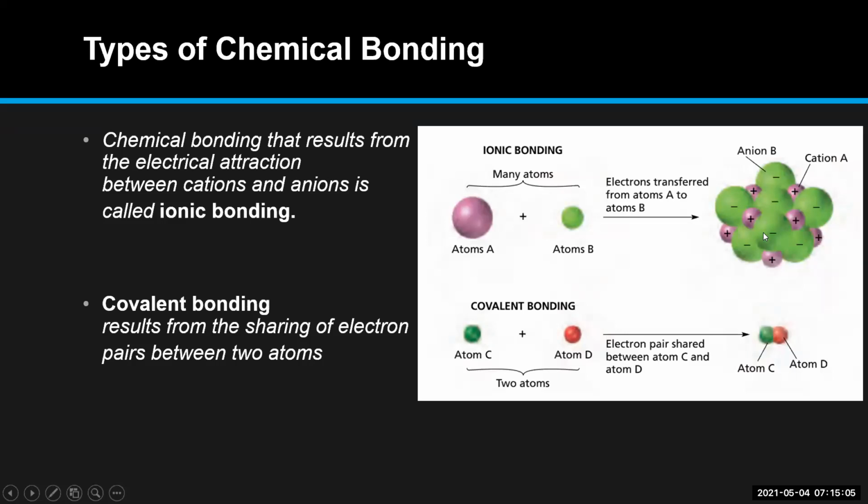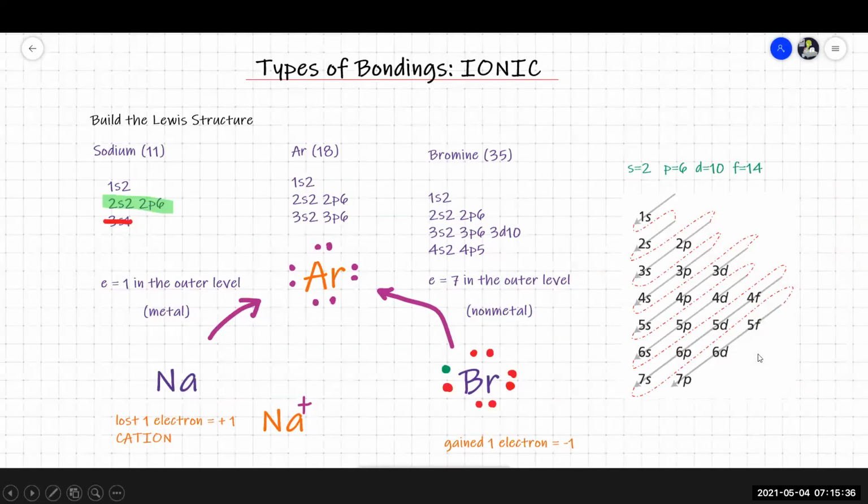Then we have the other type of chemical bonding, which is called covalent. It results from sharing electron pairs between two atoms. You're going to see what sharing means in chemistry. In this case, you have two atoms, element C and element D, joined together. But as you can see here, they are not showing a specific charge, and that is because of something that I am about to teach.